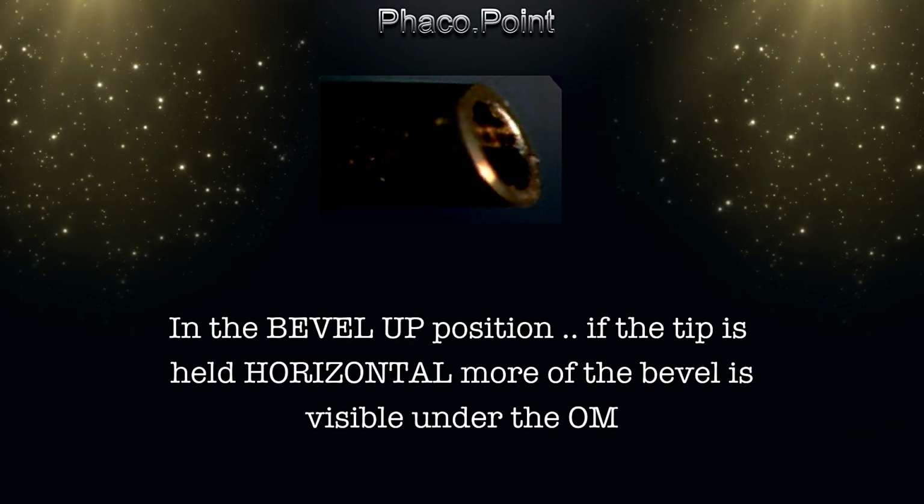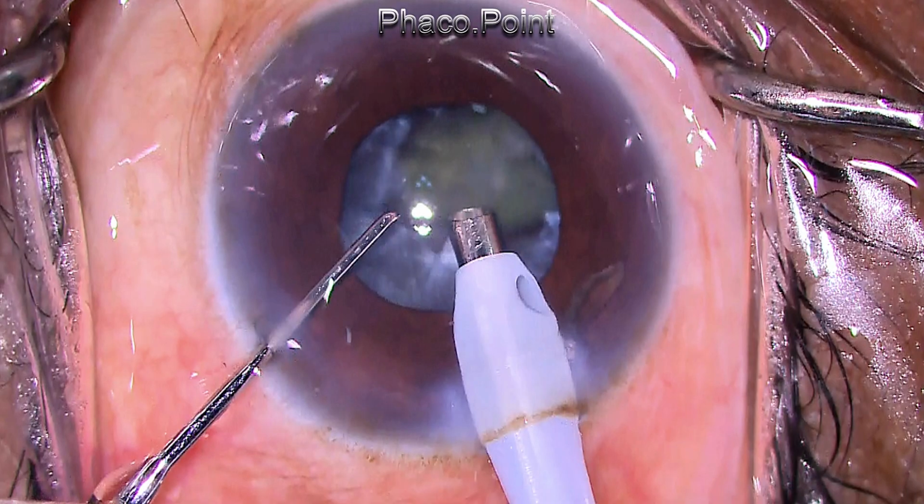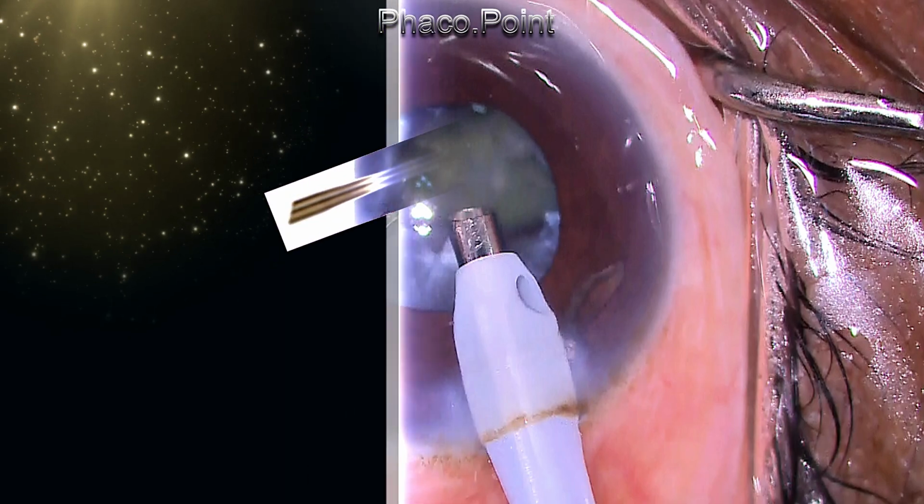When this tip is held in the bevel up position, the more horizontally the tip is held within the anterior chamber, the more of the bevel that will be visible under the microscope or close to the corneal endothelium. And this is a very shallow depth to which we are holding the phaco tip.